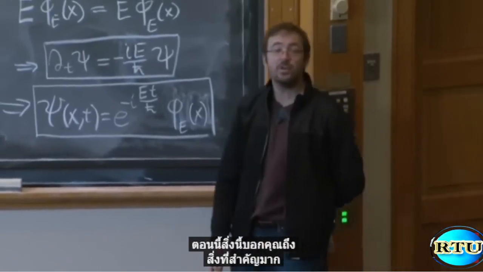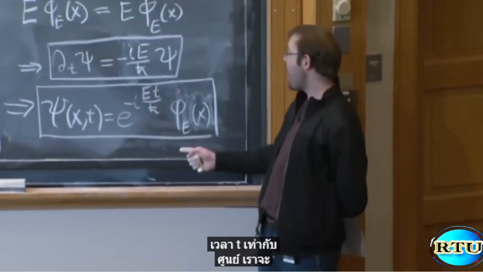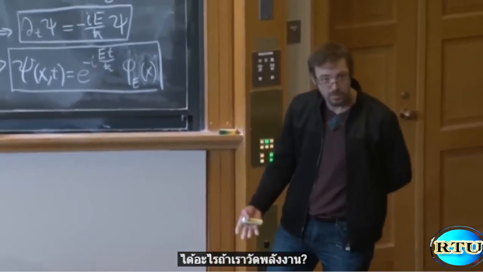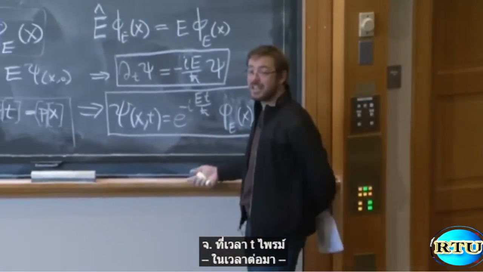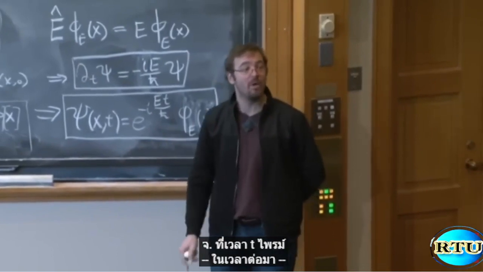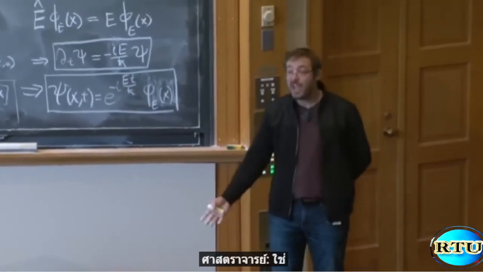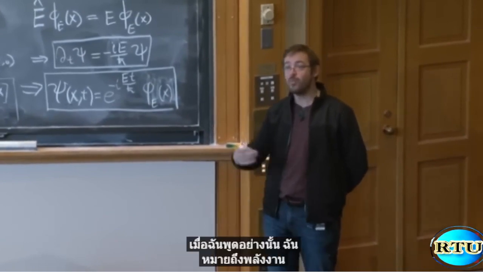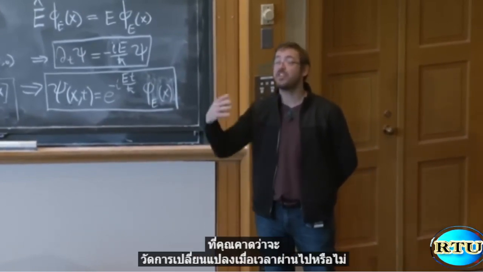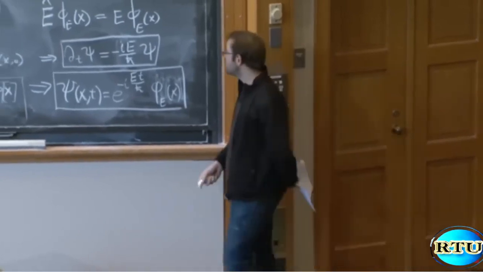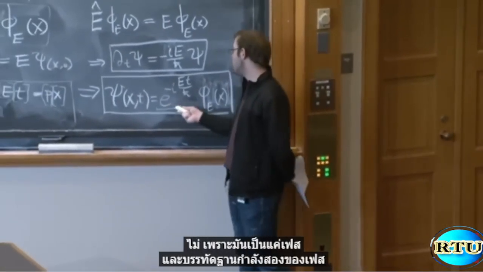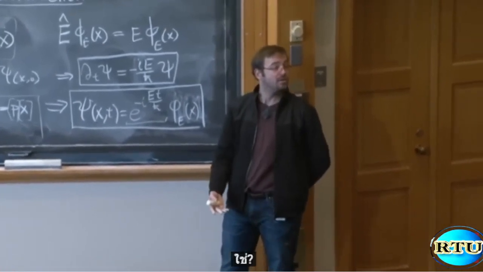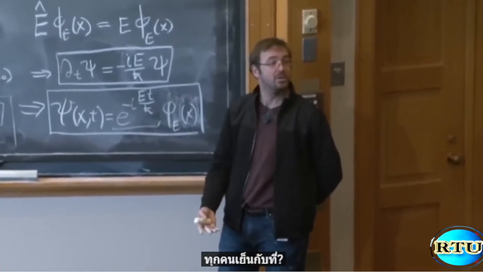Now, this tells you a very important thing. In fact, we just answered this question. At time t equals 0, what will we get if we measure the energy? E. At time t prime, some subsequent time, what energy will we measure? Does the energy change over time? No. And when I say that, what I mean is, does the energy that you expect to measure change over time? No. Does the probability that you measure energy E change? No, because it's just a phase, and the norm squared of a phase is 1. Everyone cool with that? Questions at this point?